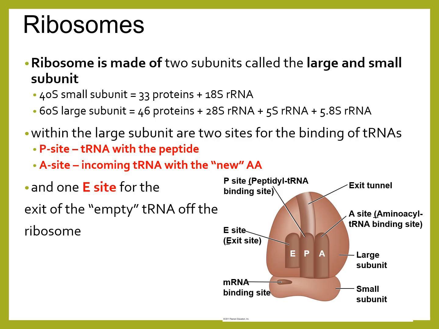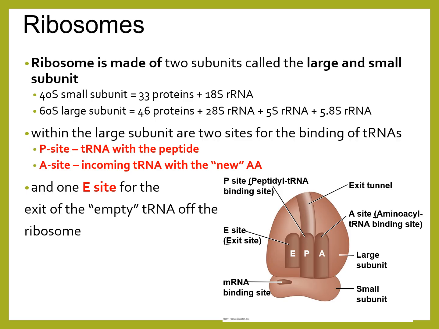On the small subunit, there is a site for binding the mRNA. So cell biologists decided to call it the mRNA binding site. On the large subunit are 3 very distinctive regions called the E exit site, the P site, the peptidyl tRNA binding site, and the A site, the amino acyl tRNA binding site. I personally like calling them P and A because peptidyl tRNA and amino acyl tRNA, that's a mouthful.